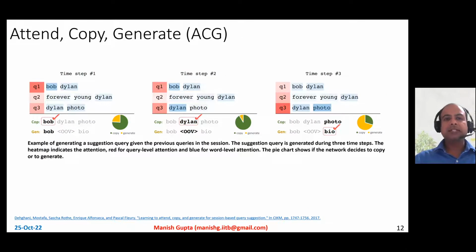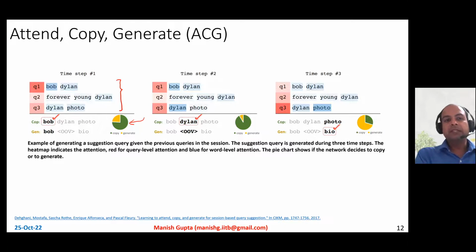Okay. So let's look at an example of how the ACG model works. Let's say we have a user who has typed 3 queries so far. So this user session consists of 3 queries: Bob Dylan, Forever Young Dylan, and Dylan photo, right? The user is trying to type in the next query, and your goal is to, of course, predict the next query. So the copy generator mechanism at any point can either copy a word from the past or generate a new word. So at every time point, the model automatically predicts by itself what should be the copy probability versus the generate probability.